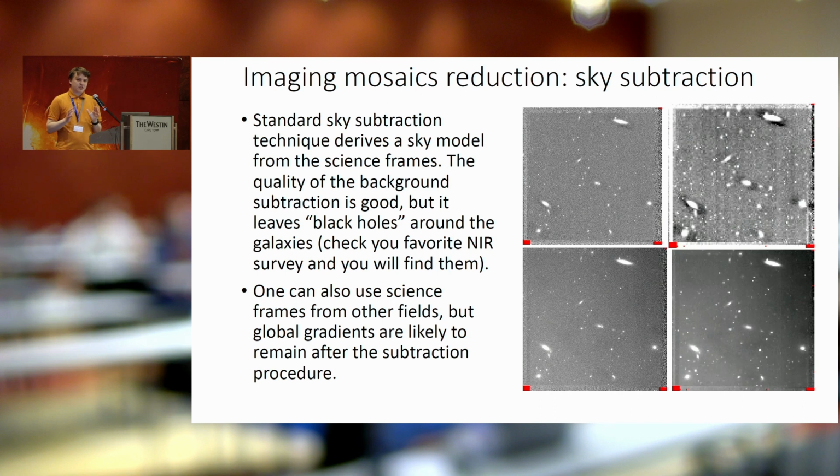There are two standard ways to do sky subtraction for near-infrared imaging. The first way is when you use the same science frames to build the sky model for the image and then subtract it from the science image during the reduction process. But it works very well for compact objects like stars, even if you have a lot of them in the field.